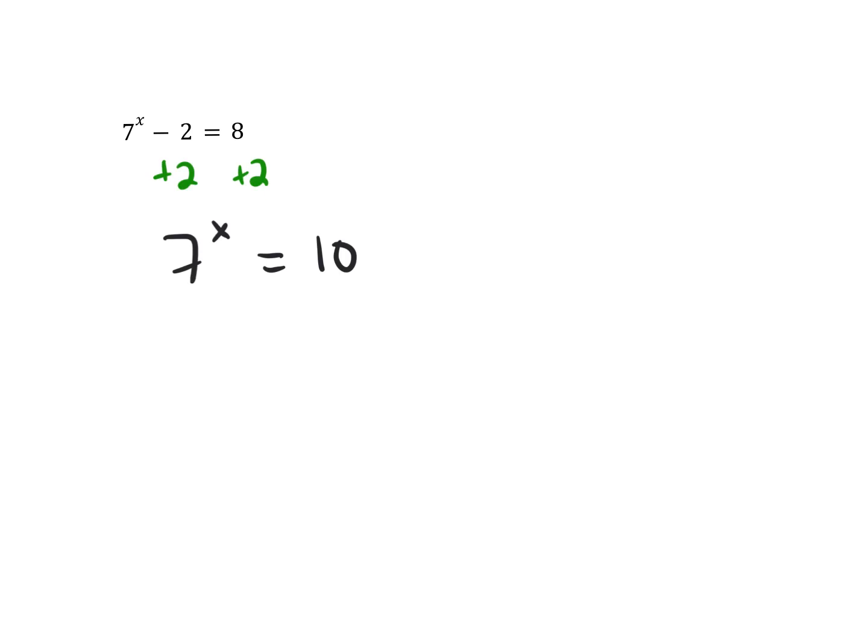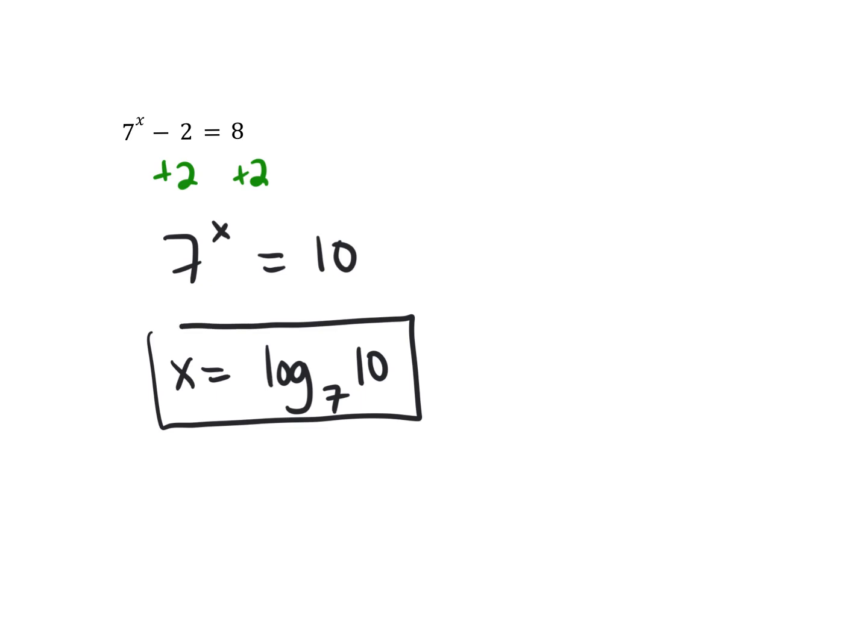So remember, if I switch it, if I want the exponent by itself, then it's a log of whatever the base is of the argument. So the solution to this is just log base 7 of 10. Now this is not a nice number, this is some decimal. You could of course just toss this in a calculator and get the decimal approximation. But in general, this would be the exact answer.